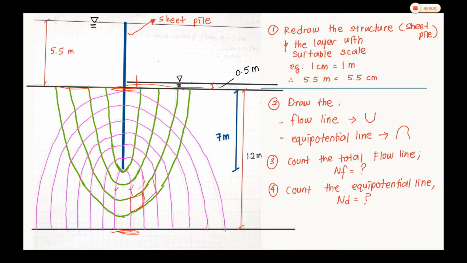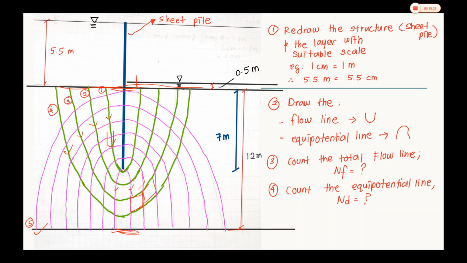So we need to count. Okay, the flow line is the path where the water will move from the higher level to the lower level. Basically the water flows from the higher level, from here. So we have 1, 2, 3, 4 and the last one. Don't forget the last one at the bottom is also counted as a flow line. So we have 5 flow lines.